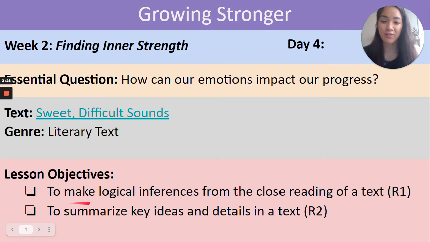The first is to make logical inferences from the close reading of a text. So after we read Sweet Difficult Sounds, we're going to think about what does the story mean to us, what do we understand about what's going on. Our second lesson objective is to summarize key ideas and details in a text. So again, after we read all of the next part of Sweet Difficult Sounds, we're going to think about the events, the information, and focus on the most important ideas within that information.